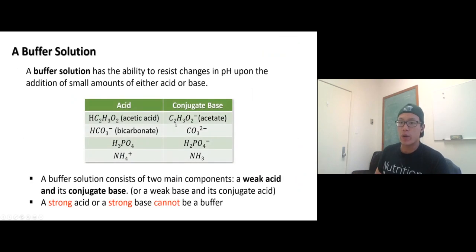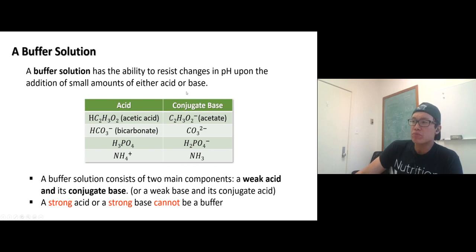Okay, let's talk about buffer real quick, and then I'll explain it later. All right. So the buffer solution has the ability to resist changes in pH upon addition of a small amount of either acid or base. Okay, buffer solutions are made from a weak acid and its conjugate base. For example, a solution of acetic acid and the conjugate base acetate. These are a good buffer solution. Bicarbonate and carbonate, phosphoric acid and dihydrogen phosphate, ammonium ion and ammonia.